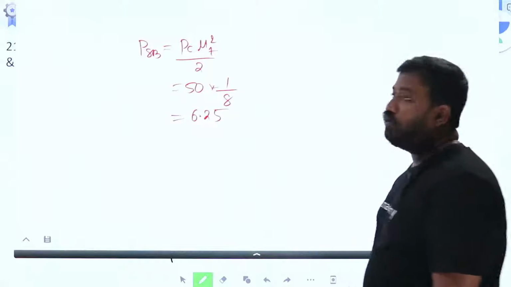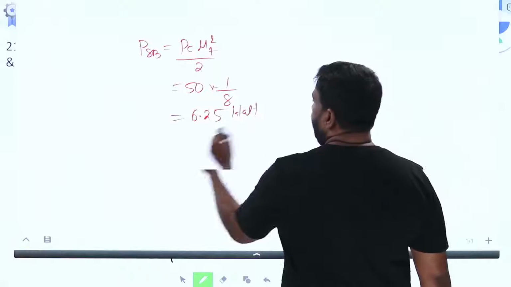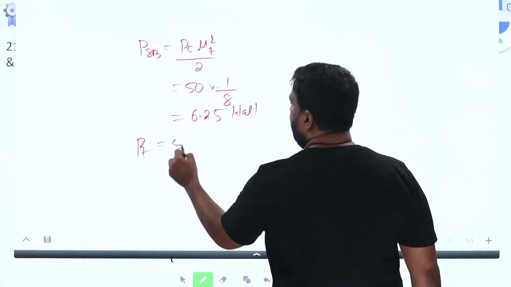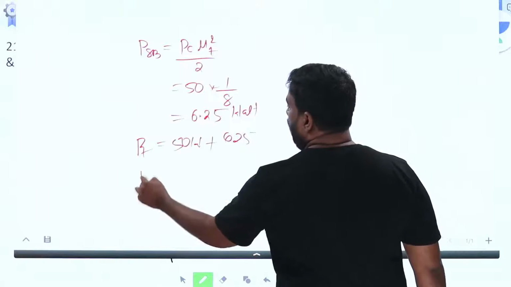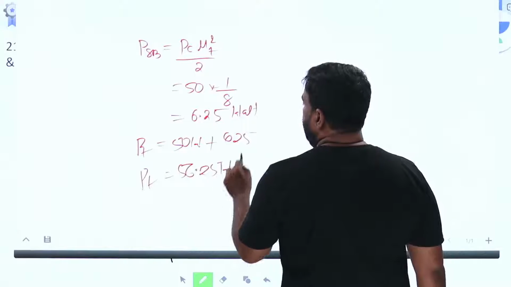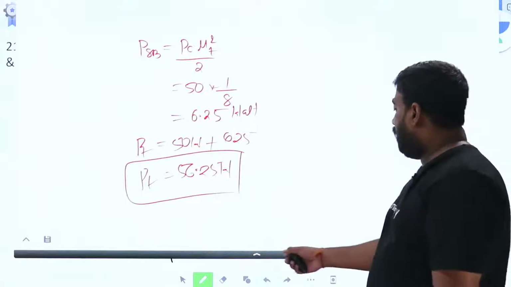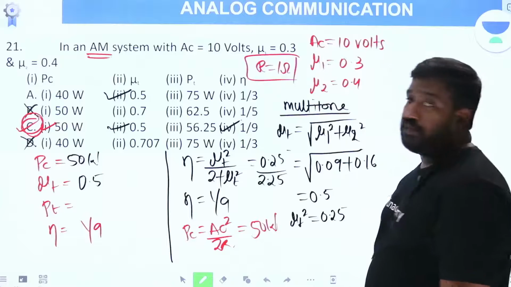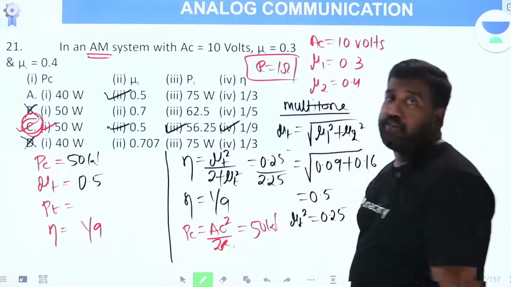This is 6.25. Therefore sideband power is 6.25 watt. From this, total power is carrier power 50 watt plus sideband power 6.25 watt. Total power must be 56.25 watt. Standardized question, very last, to find all the parameters. Total power is 56.25, you can check. 56.25, yes, correct. Option C is the answer.